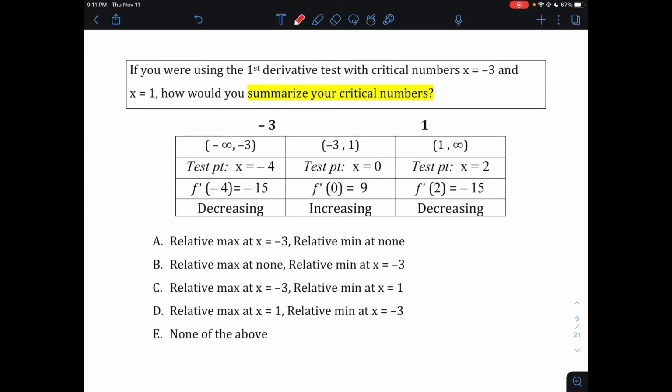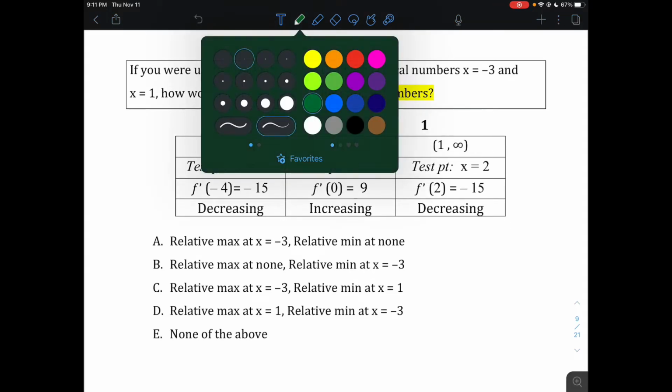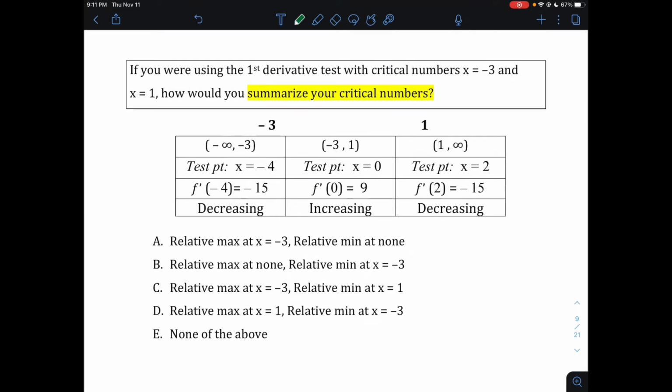Continuing on, if you were using the first derivative test with critical numbers x equal -3 and x equal 1, how would you summarize your critical numbers? So here we see all the information we had just discussed repeated in this table. And so what we are trying to answer with the choices here are things about relative max and min. And it might be helpful if you just think of some of the diagrams that I had drawn. Like if you have decreasing, it's like your function is going down. If you have increasing, it's like your function is going up. And if you have decreasing, again, it's like it's going down.